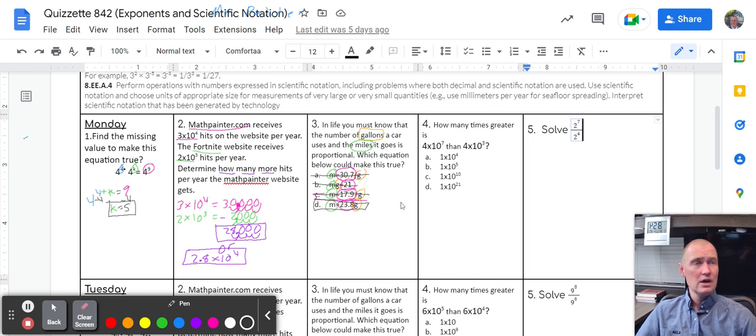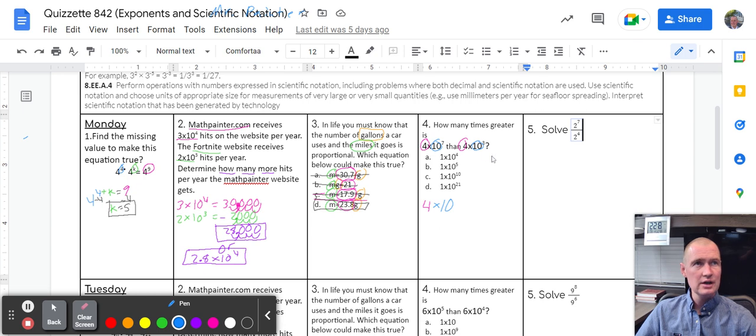All right. Number 4. How many times greater is 4 times 10 to the 7 than 4 times 10 to the third? All right, we've done this problem before, but let's try looking at it in a different way. What I want you to notice is that our base is the same, so it's just a matter of dealing with times 10 to the 7th compared to times 10 to the third. So what we can do is we can bring our 4 down times, we can bring our 10 down times 10.